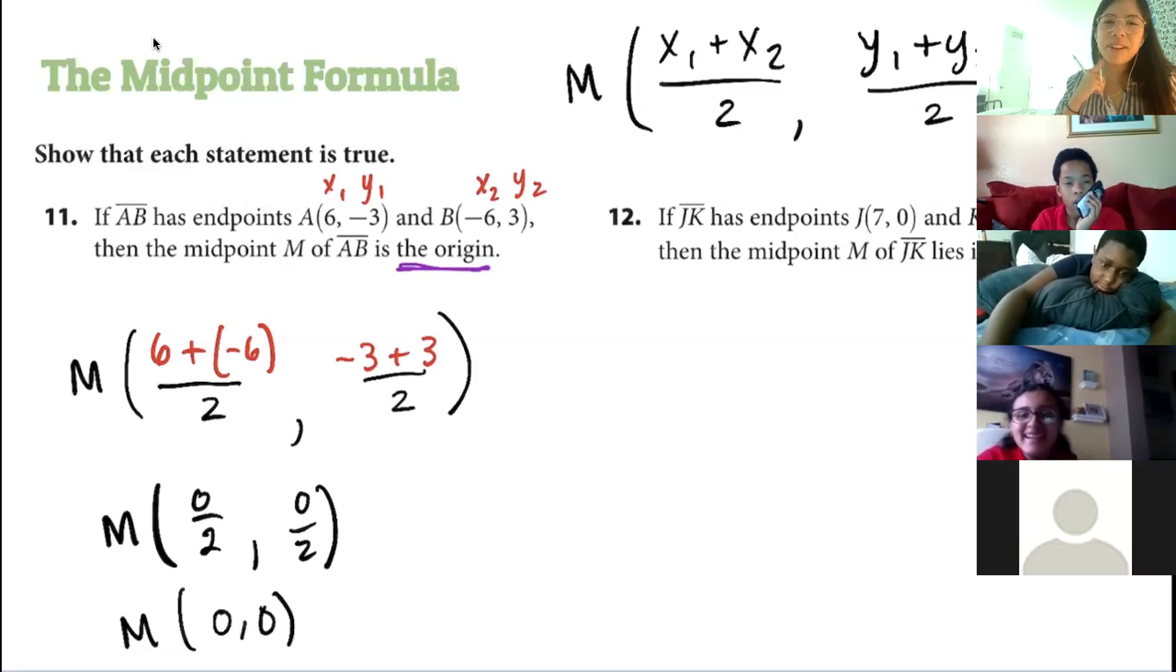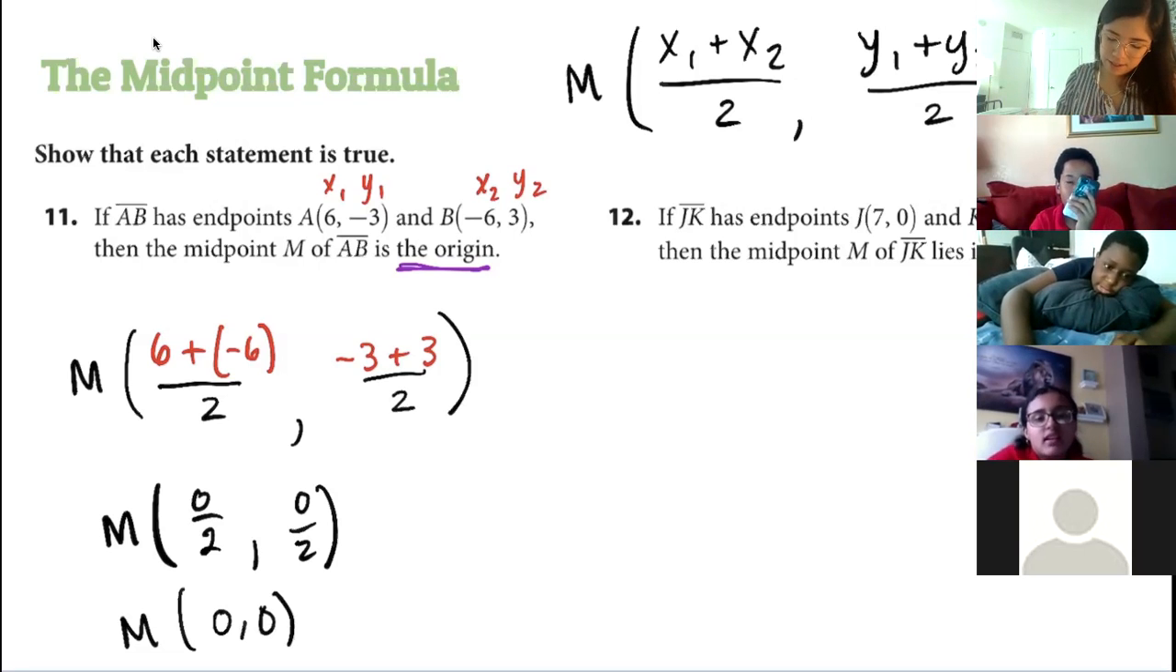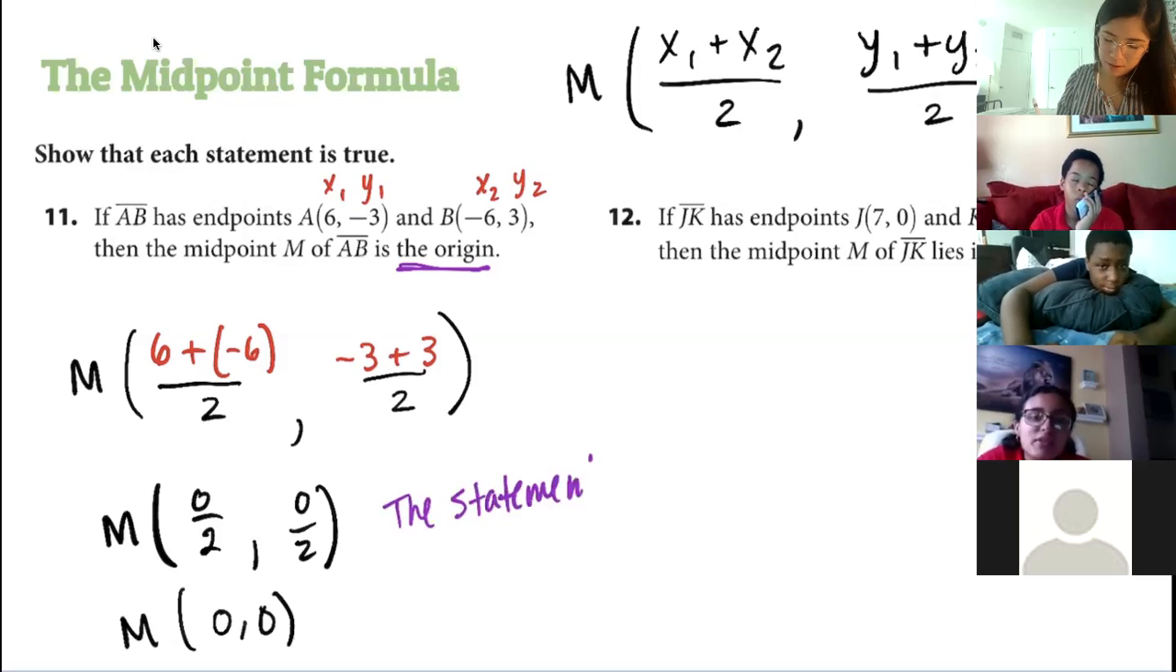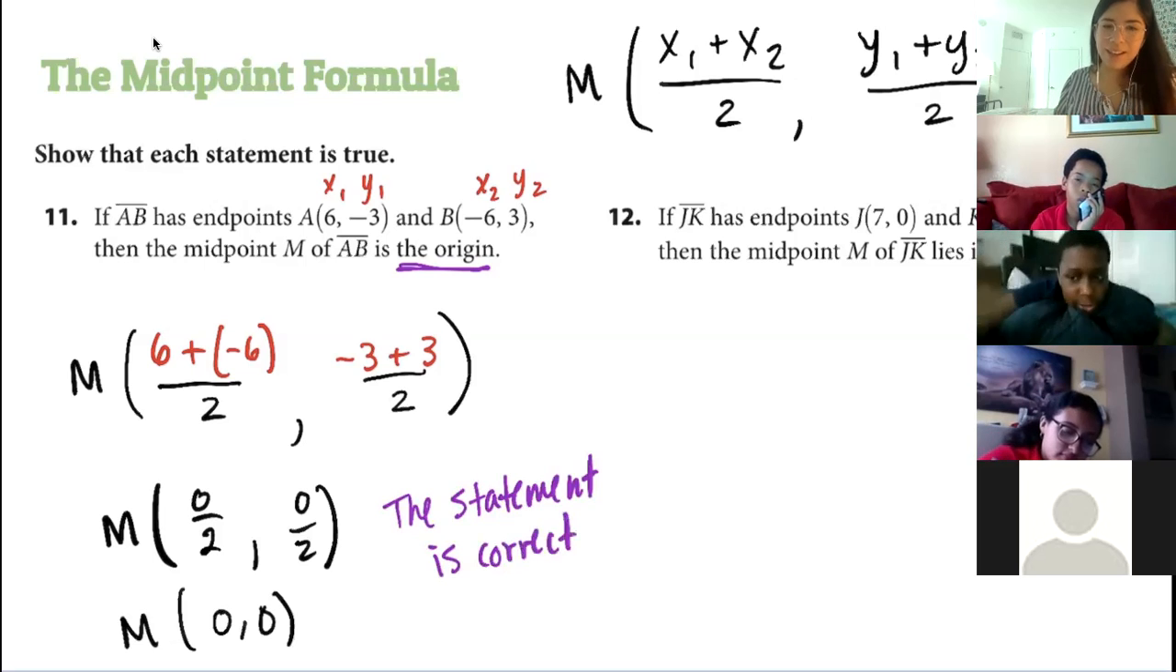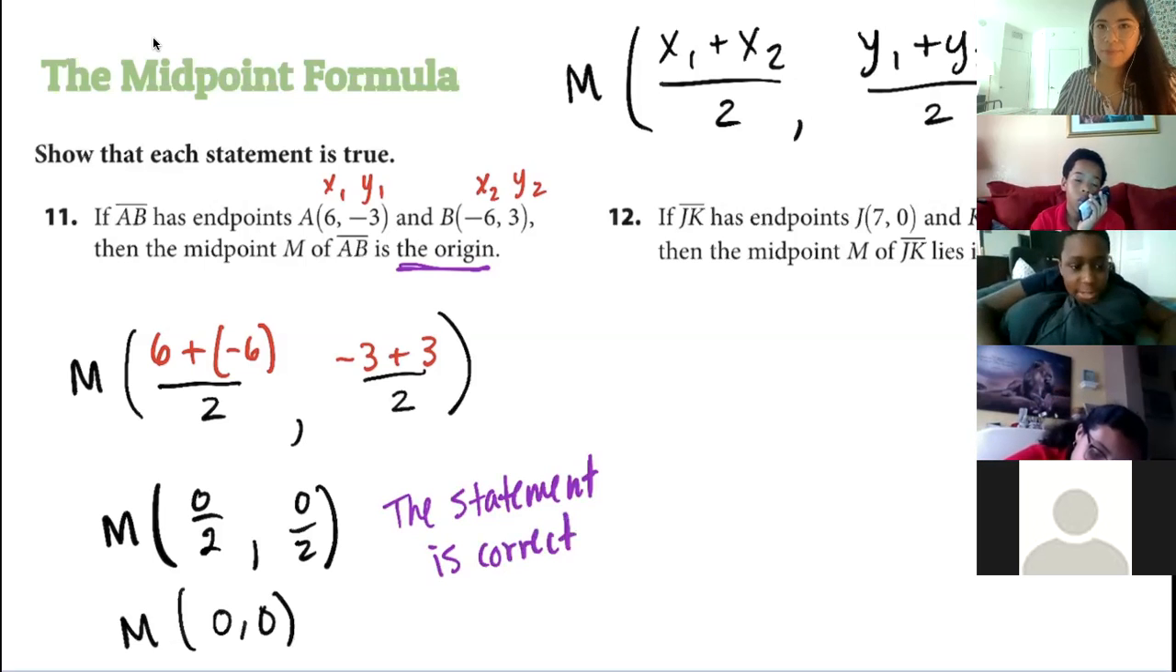So is this statement correct? Is my original statement correct? Yes, 0, 0. Okay, the statement is correct. This is actually pretty simple, but at the same time complicated. Can I draw a smiley face? No. All right, so I want you guys now to try problem number 12.